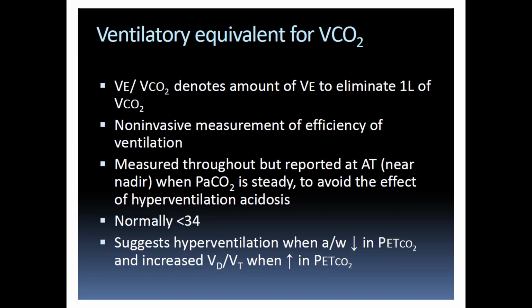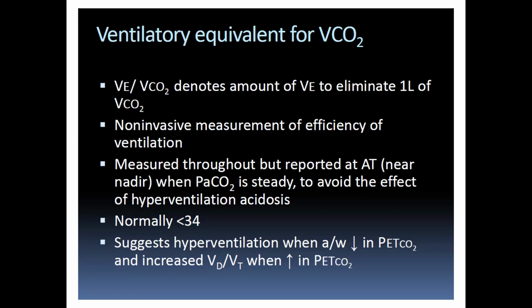Now, as you exercise, your cardiac output increases, more blood flow gets into the lungs, and more capillaries in the apical zones are recruited. So initially your VE-VCO2 with exercise improves, the number decreases because your ventilatory efficiency is improving. In other words, the ventilatory inefficiency is less.